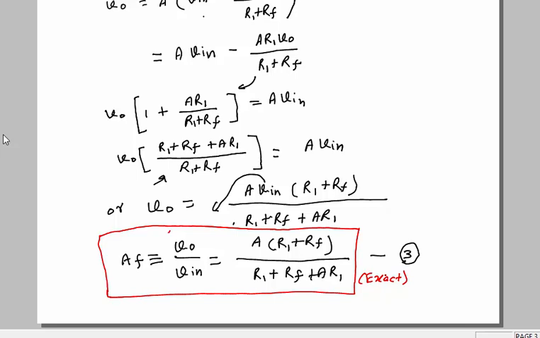Now, since A, the open loop gain, should be very large, ideally infinite, generally A is very large, typically in the range of 10 power 5. It means this A R1 will be much larger than R1 plus RF. So R1 plus RF plus A R1 we can simply write as only A R1. What I'm trying to say here is, let me take the next page.